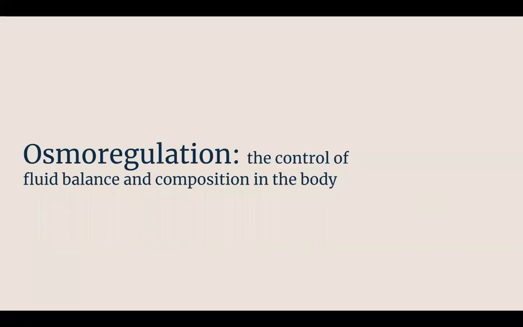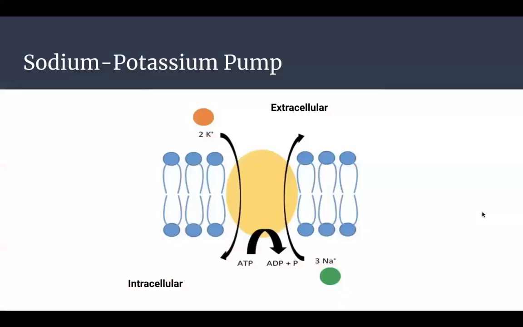Another term that we need to know is osmoregulation. This is the control of fluid balance and composition in the body. Cells control the movement of electrolytes, which in turn controls water movement. Osmosis refers to the movement of water from places of low concentration to high concentration. And this water requires ions in order for it to move from place to place. It's important to maintain electrolyte balance in order to ensure proper osmoregulation.